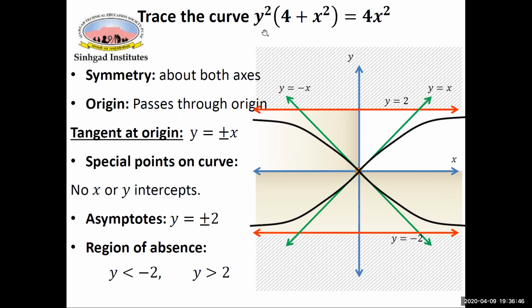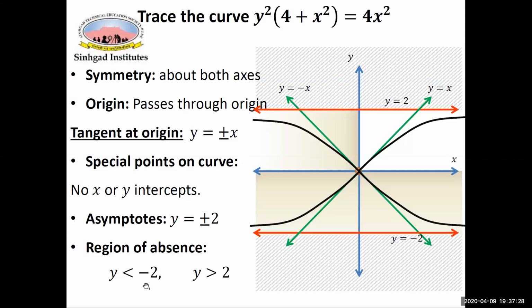Definitely, if you check again by substituting y equal to 0 or x equal to 0, you will get only the point of intersection as origin. Hence, there are no intercepts other than origin. Now, asymptote: y square is equal to 4x square upon 4 plus x square. Put x equal to -2. What will we get? It is a negative sign, so it will be infinity in both the cases.